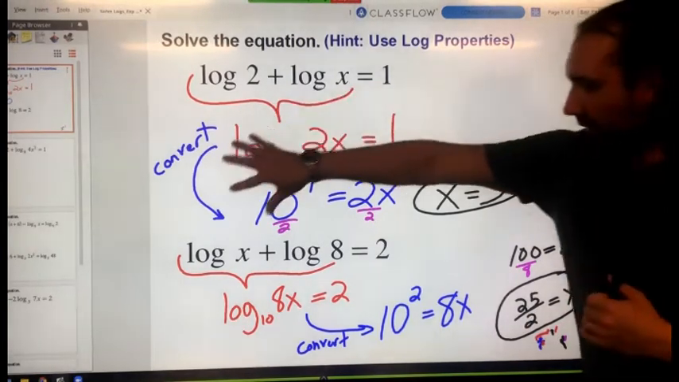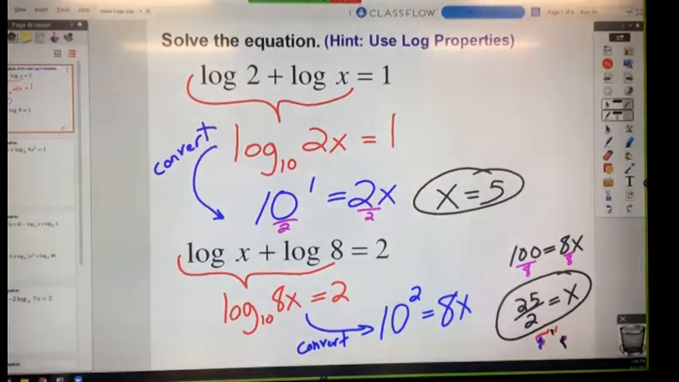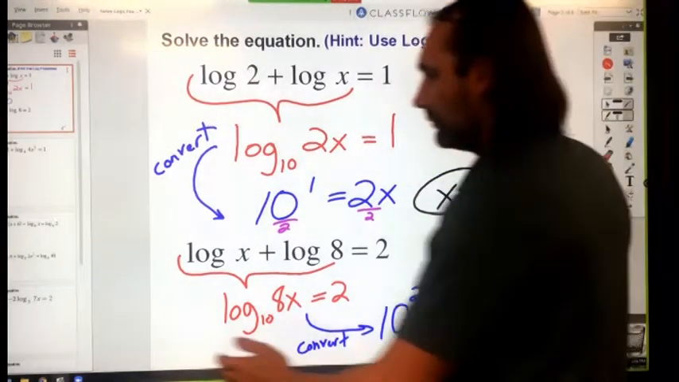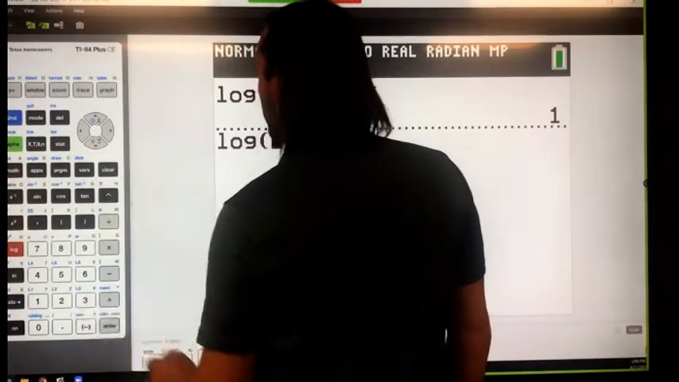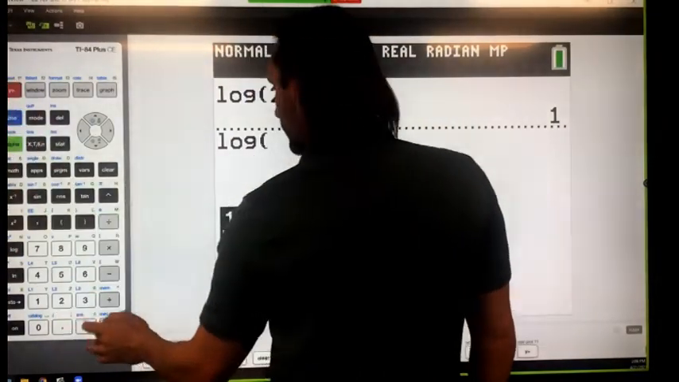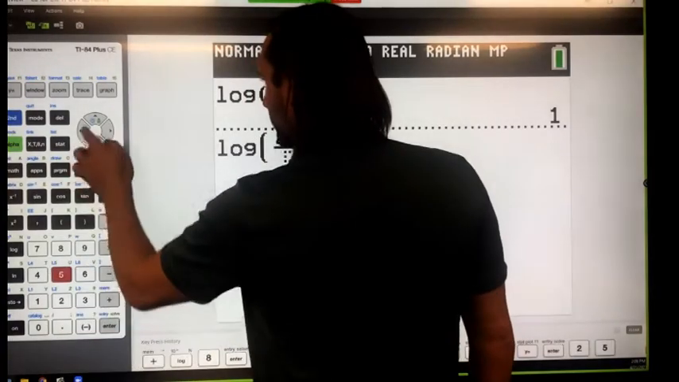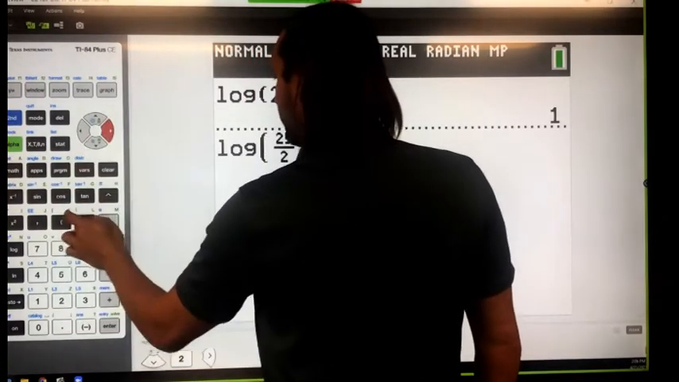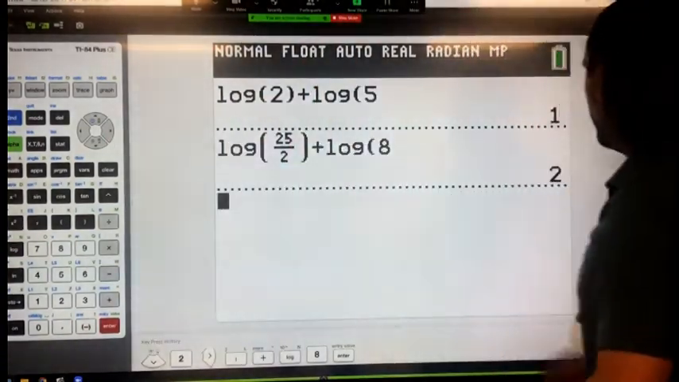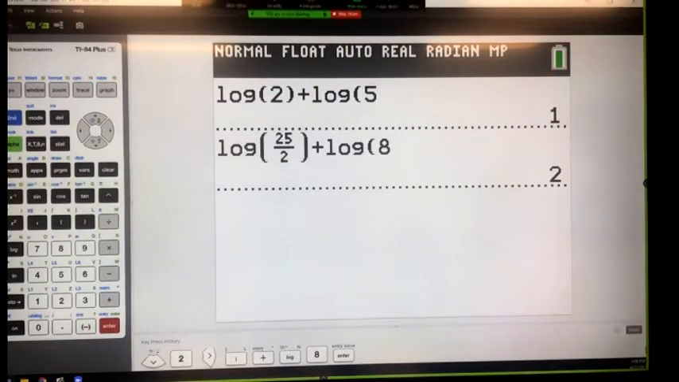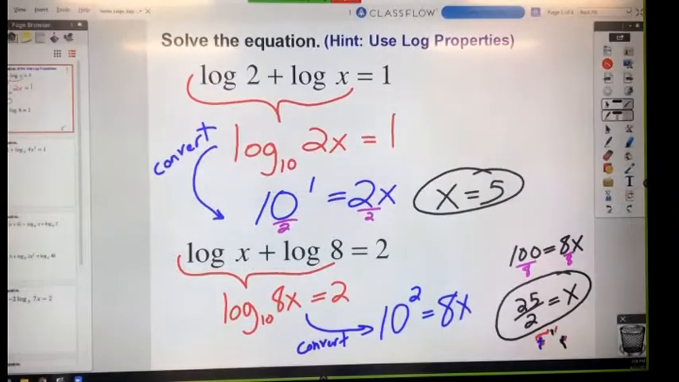Plug in just to make sure that log 25 halves plus log 8 equals 2. Let's see, log of 25 halves plus log 8. What do you know? It does in fact equal 2. So I've checked my work. I confirm that I am correct.